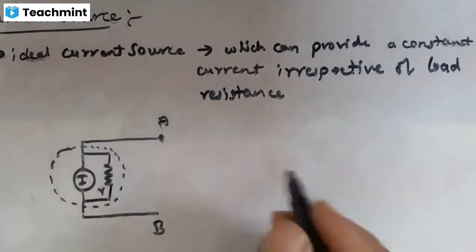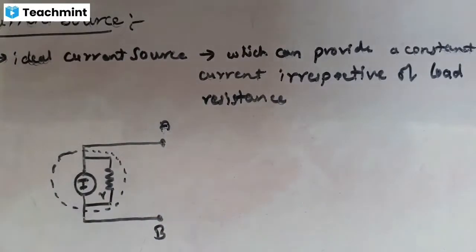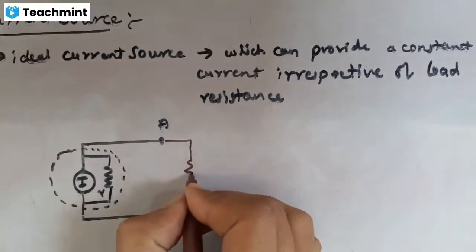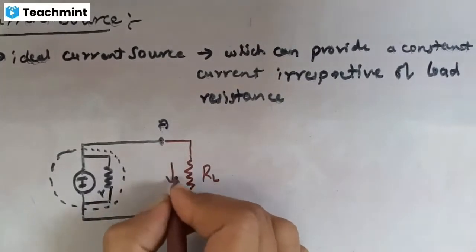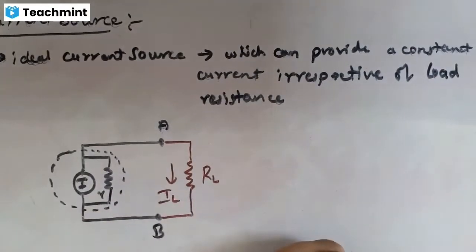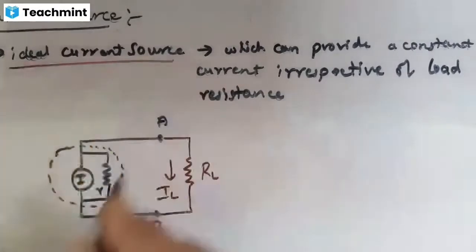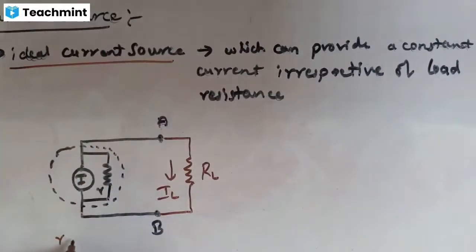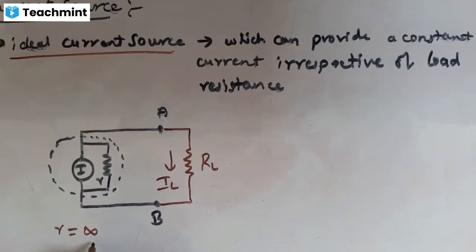Here this is A and B. Here we will connect one load resistor RL, and current IL will flow here. Again, you have to mention the condition for the ideal current source: this small r, internal resistance, is equal to infinite. In an ideal voltage source it was zero. In an ideal current source, the internal resistance is equal to infinite.